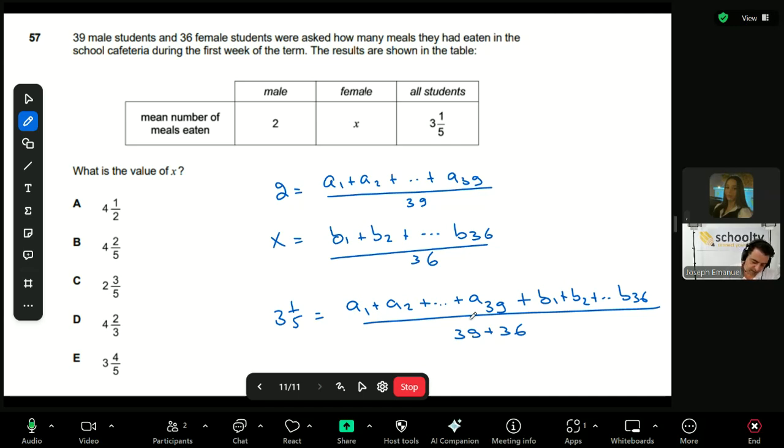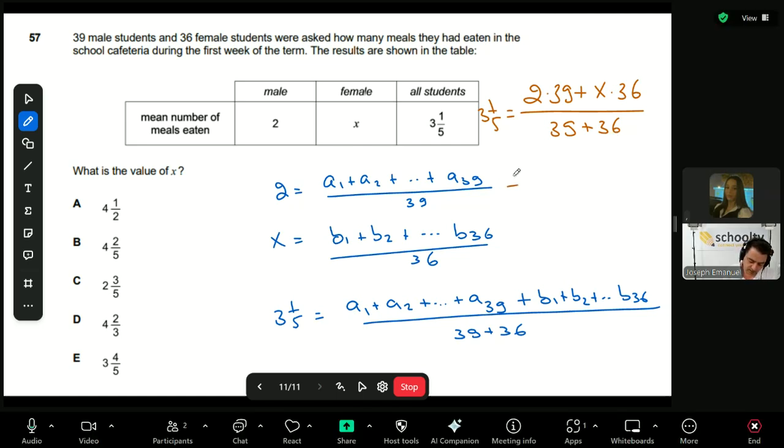I can explain it in two ways. The first way is you say, okay, this is the average of the 39 students, and x is the average of the 36 students. So you make the average of the averages, and this equals 3 and 1/5. You can have the answer like this.